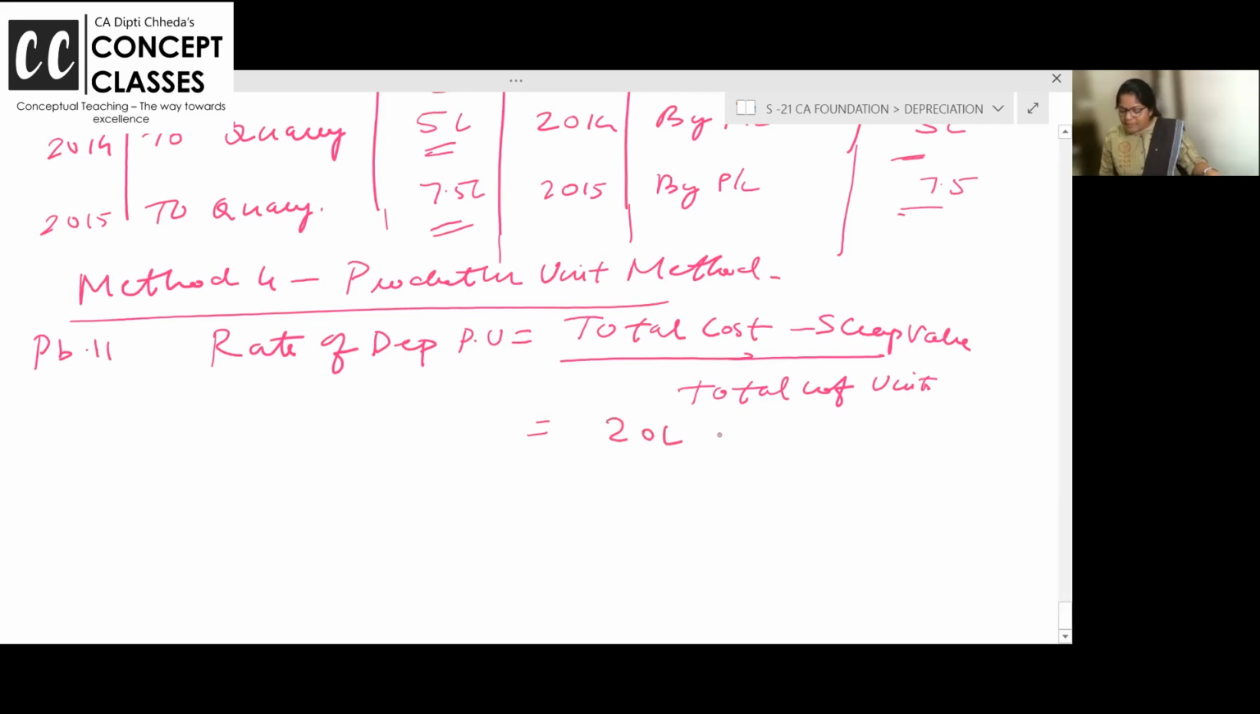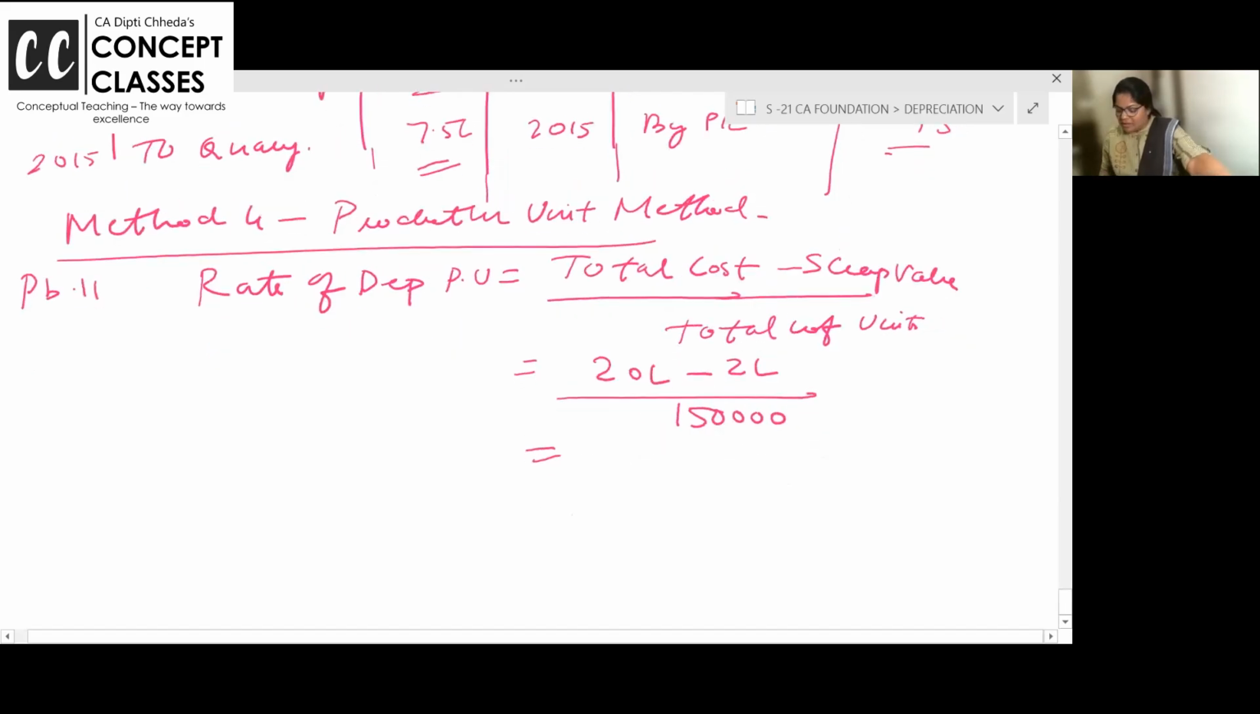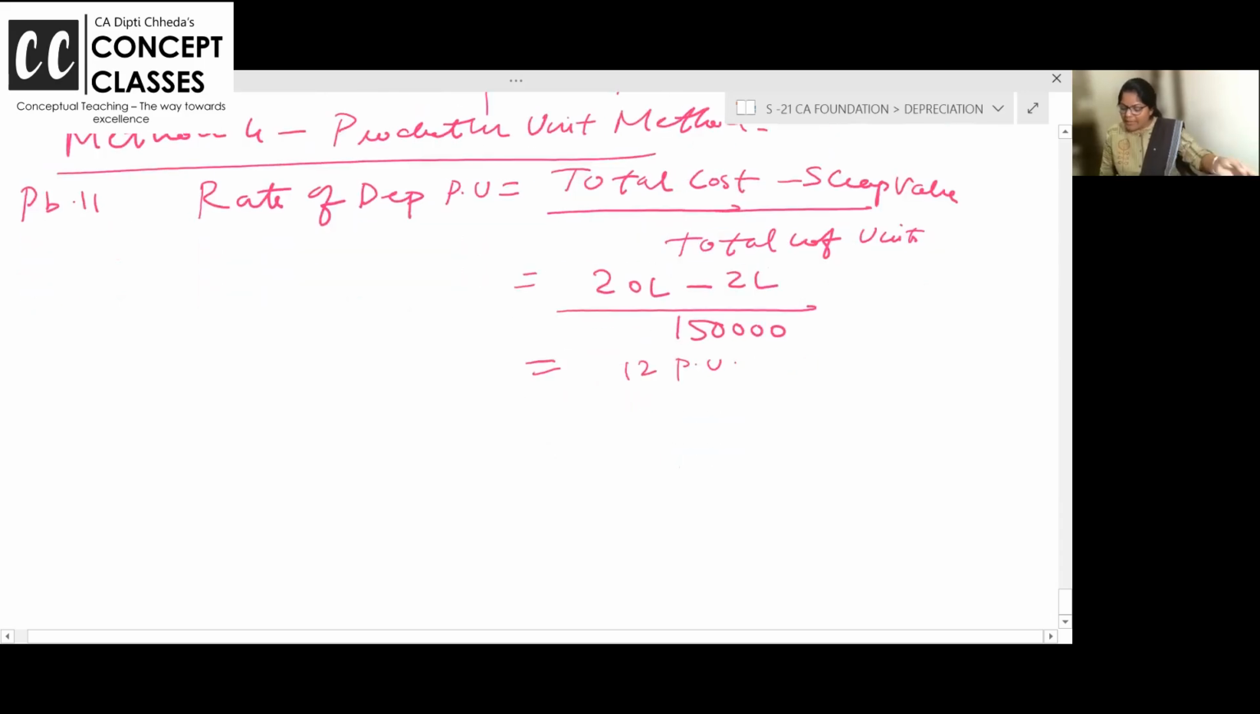Total cost is 20 lakhs. Scrap value is 2 lakh. So only 18 lakhs I need to depreciate and my total production is 1,50,000 units. This is asked in accounts also, and here also it may come in costing later. 18 lakhs divided by 1,50,000. Is it 12 per unit? 12 per unit.